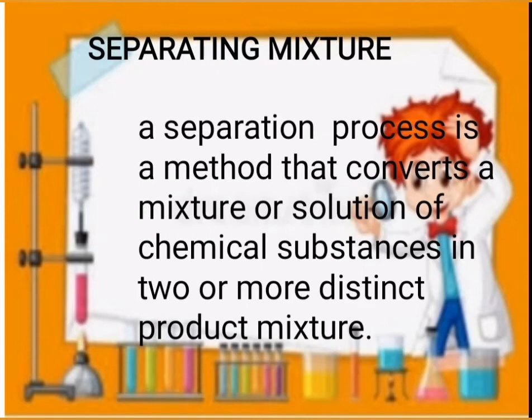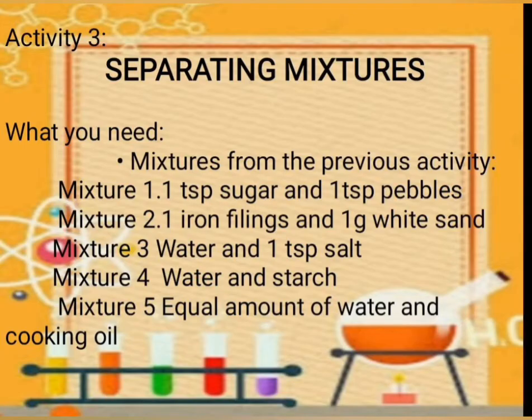Separating mixtures. A separation process is a method that converts a mixture or solution of chemical substances into two or more distinct product mixtures. In other words, it's a scientific process of distinguishing two or more mixed substances in order to obtain purity.